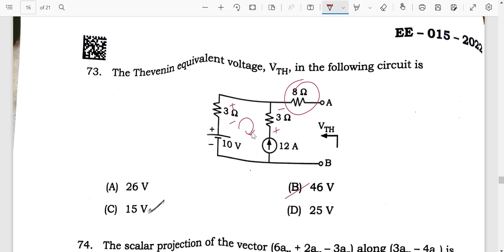So see here, current is flowing here. So how much voltage drop? That is 12 into 3, 36 volts here. Now the same current will be flowing here. So 36 volts. So 12 plus 36, and here plus 10. So 36 plus 10, 46 volts. That's it.